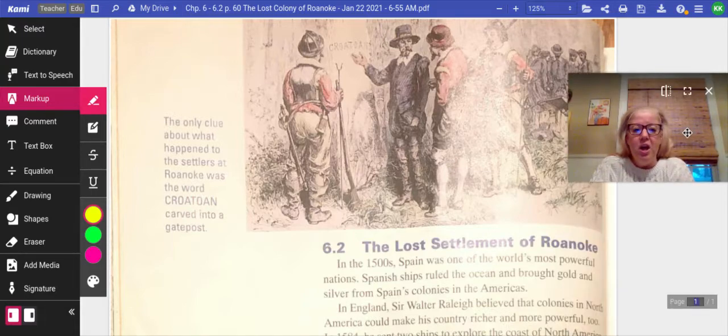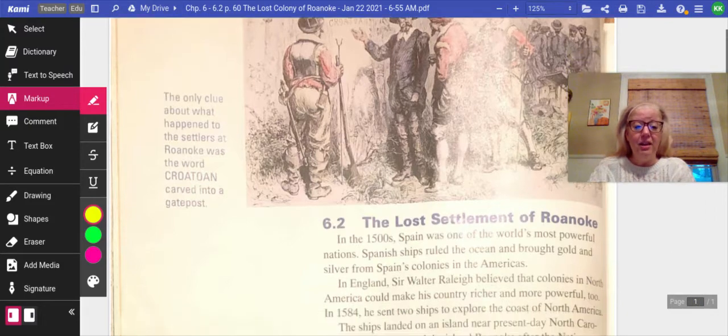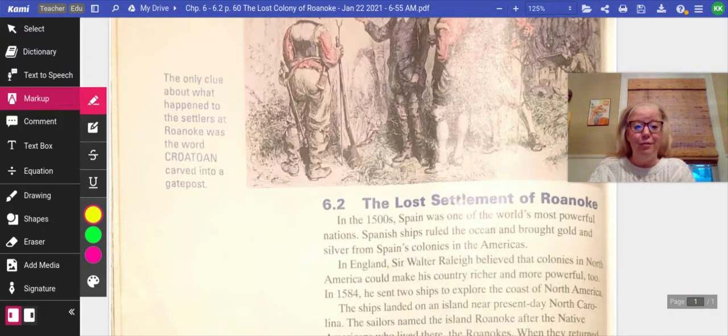There we go. Okay, so at the top of the page there's a painting, and this is kind of a famous painting because it depicts what the artist thinks happened at Roanoke, okay? And the caption of the picture says, "The only clue about what happened to the settlers at Roanoke was the word Croatoan carved into a gatepost." And there they are pointing at the word Croatoan. I'm not sure if you can see that there. And they're kind of gathered around looking at it, kind of like, wait a minute, what is that? And there's some people over here that are kind of gathered looking, and they all seem rather perplexed as to what might have happened here. So let's find out a little bit more about what is called the Lost Colony of Roanoke.